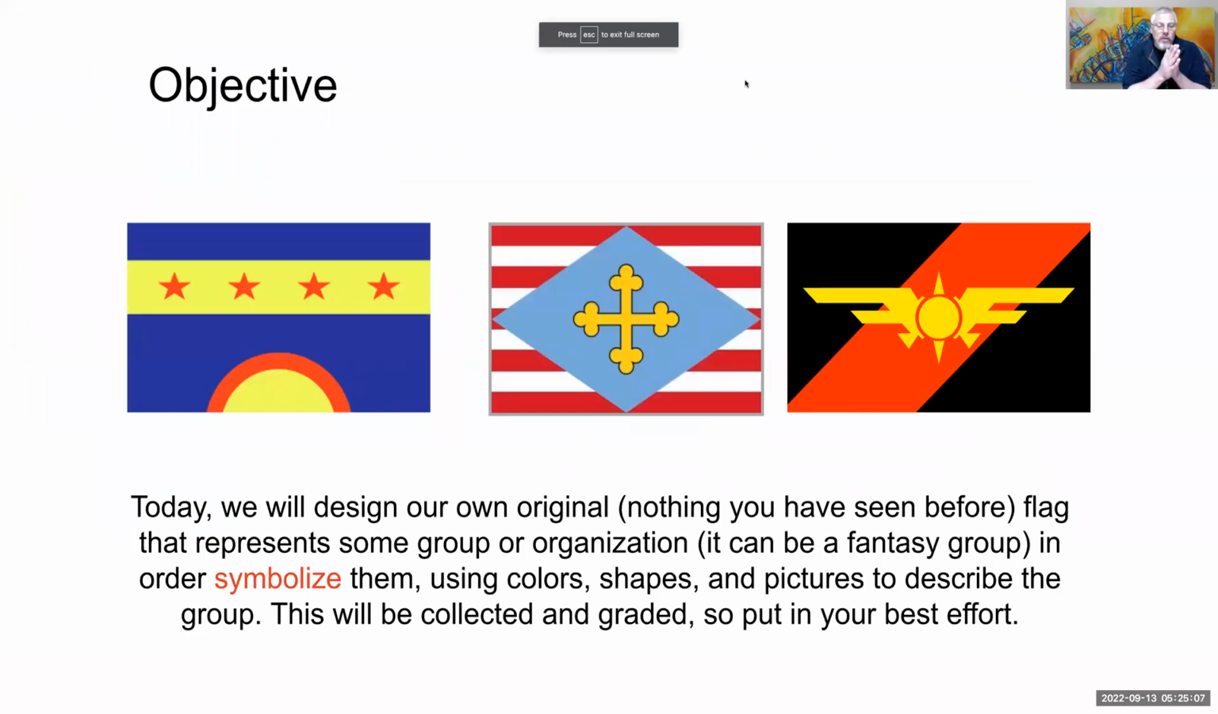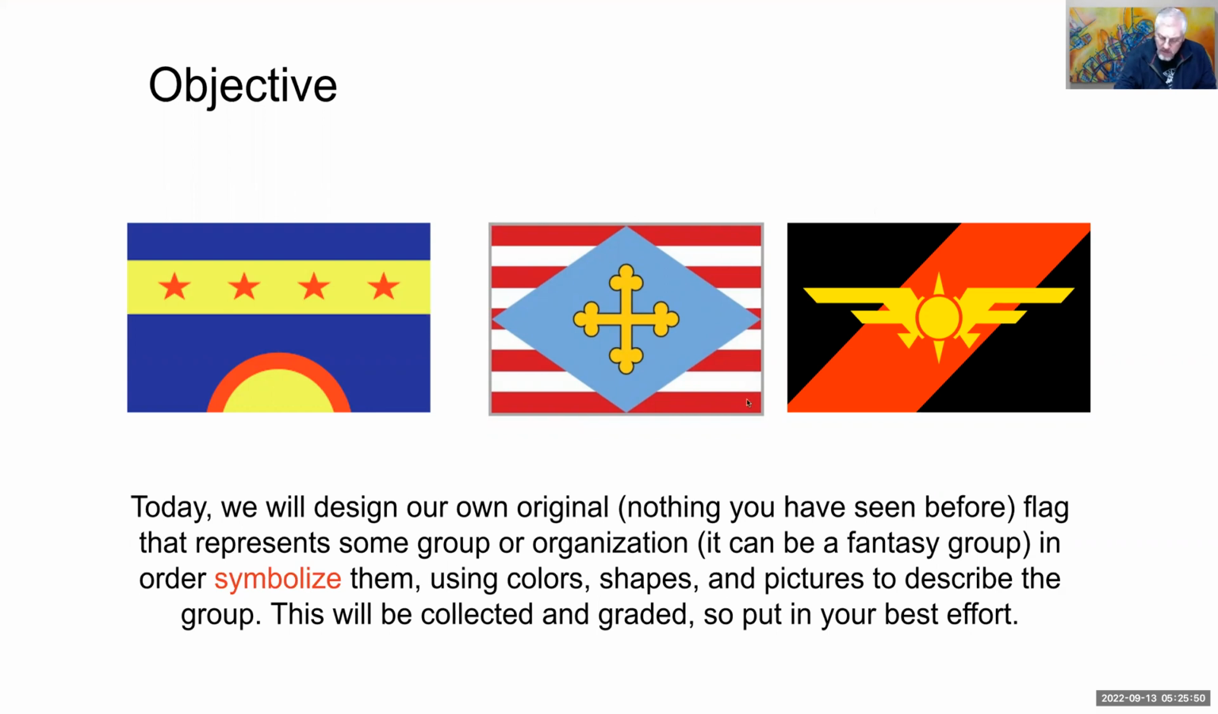So today's objective is we're going to make some flags. We're going to do our own original designs, which means that you should not be using other flags. And it's going to represent some group or organization. It can be a fantasy group or a real group. You're going to make a new flag and it's going to symbolize, which means it's going to stand for something else. A lot of times the things in the flag actually have meanings. You can think about those meanings as you're making it, using colors, shapes, pictures. You're going to describe that group in some way, so that there's some connection with the things in your flag.